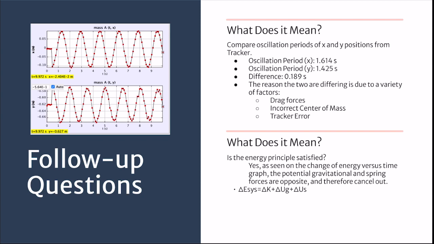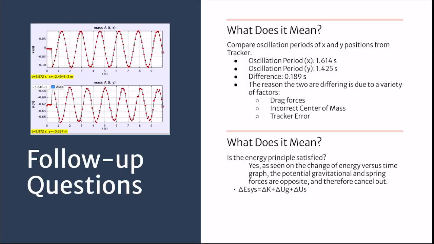The difference between this was 0.189 seconds, and these two could be different for a variety of reasons, such as drag forces that weren't accounted for in either the computational model or the experimental model, incorrect center of mass, so as we clicked and tracked, it wasn't lining up 100%, and other various versions of Tracker error.